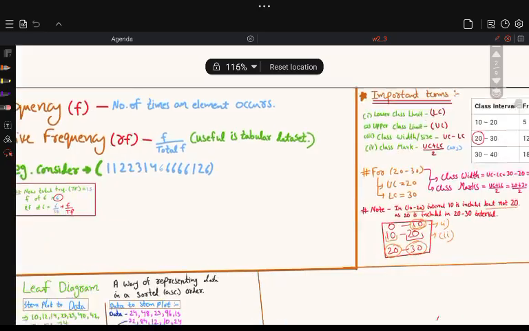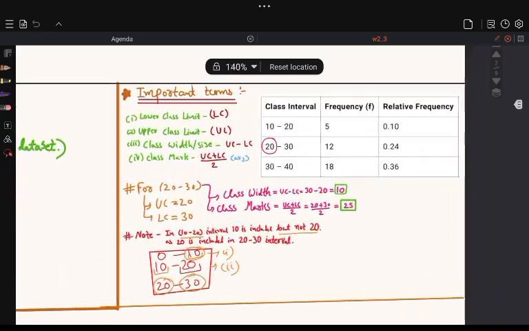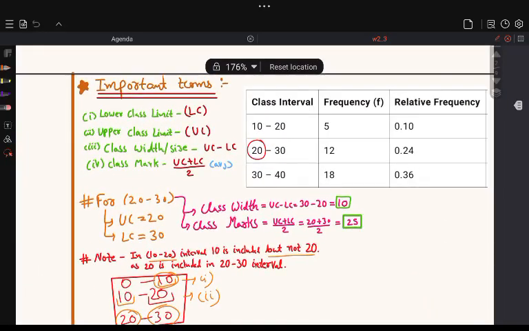Now we will be looking at some important terms. For example, in this table, the first one is class interval. The lower one will be the lower class limit, or LC, and the upper one will be the upper class limit, or UC. It is generally used for a continuous data set, as there are infinite values in continuous data.